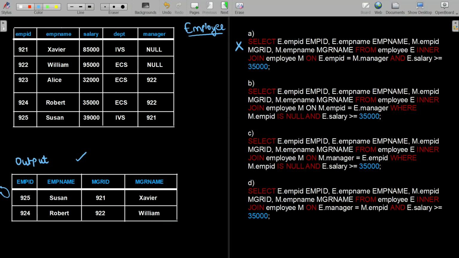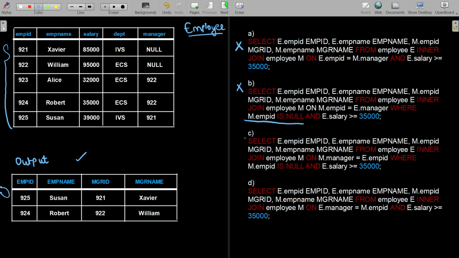In B option, it says select e.empid, e.emp name, m.emp id, m.emp name from employee e inner join employee m on m.emp id is equal to e.manager where m.emp id is null. Now we can clearly see that there is no row in emp id which is null. So this particular option will give no result. So this cannot be the correct option.